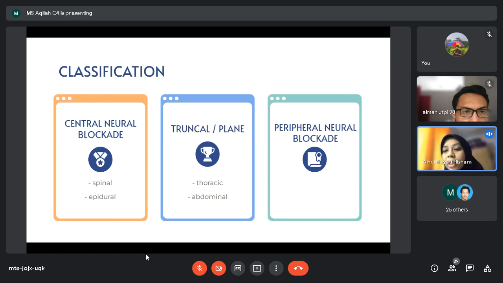Next, classification of regional anesthesia. The first one is central neural blockade, which consists of spinal or epidural. The next one is truncal or plane blocks, which consist of thoracic or abdominal, and also peripheral neural or nerve blockade.